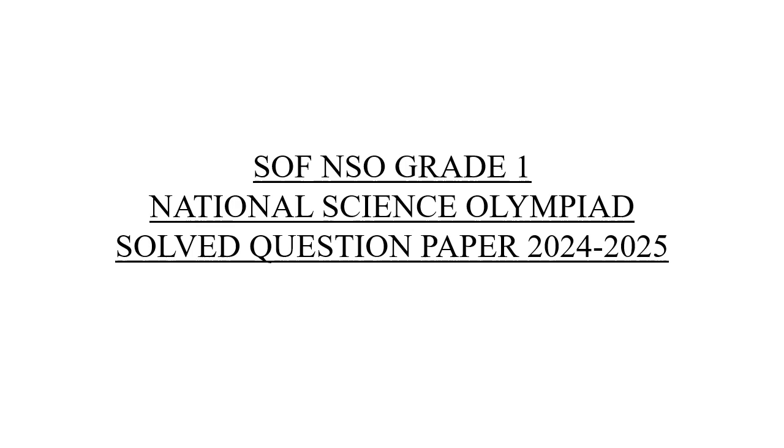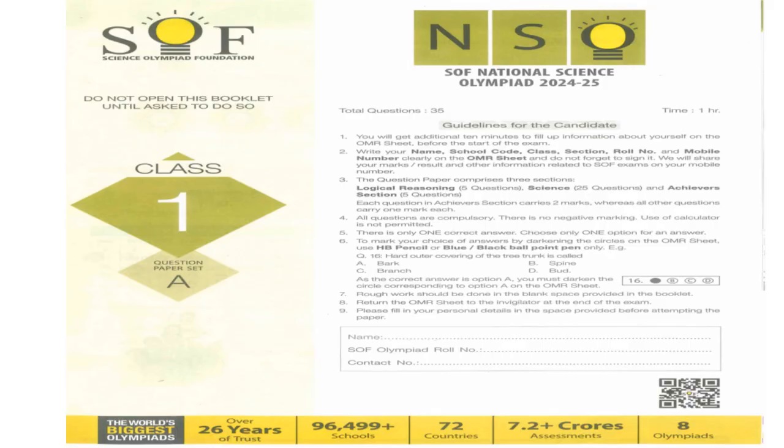In this video, we will discuss the National Science Olympiad question paper 2024-25. This is the NSO question paper for the year 2024-25. The question paper is for class 1 and the question paper set is A.